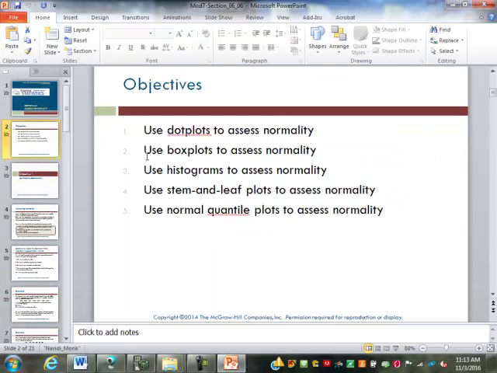Okay, so for our last section here, we're looking at assessing normality. There's a lot of different tools you can see here for assessing normality, and most of them involve judgment. Making a judgment to see if you think it looks close to being normal. So dot plots, box plots, histograms, stem and leaf plots, those are all going to be a visual thing to see if it looks approximately normal. The normal quantile plot is a little bit more detailed. We'll take a look at that in just a minute.